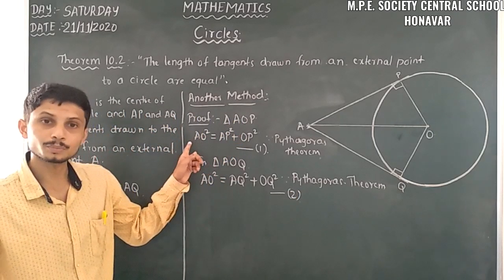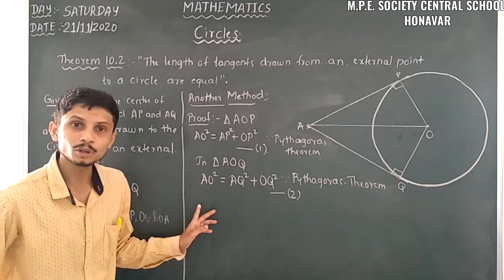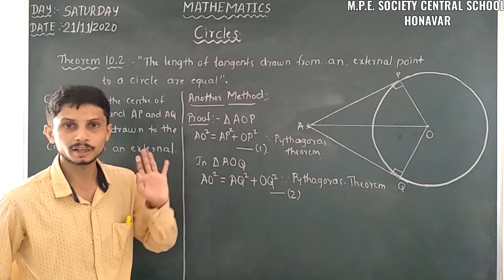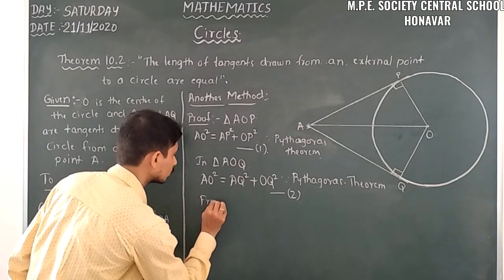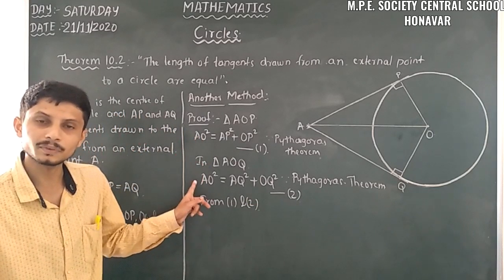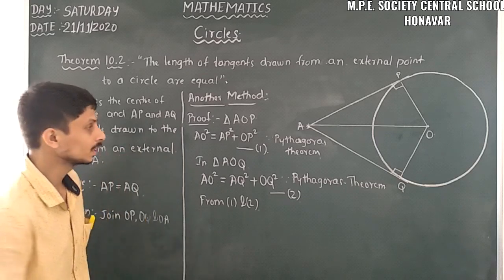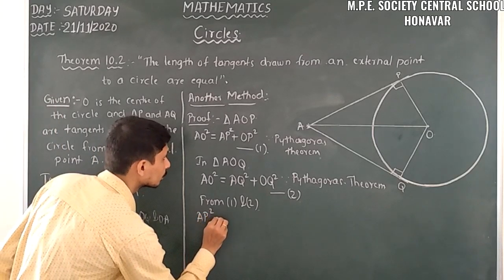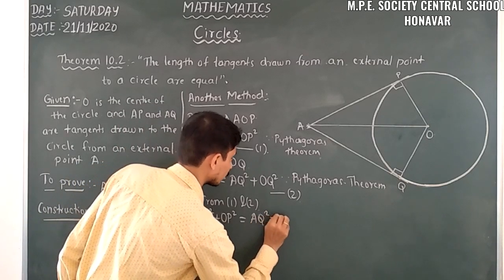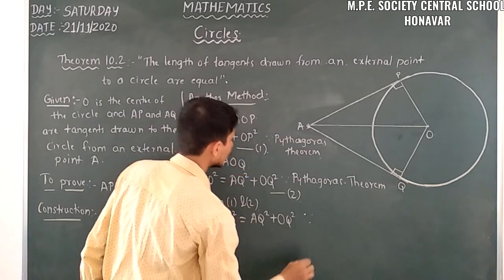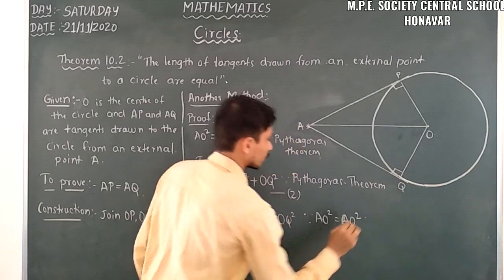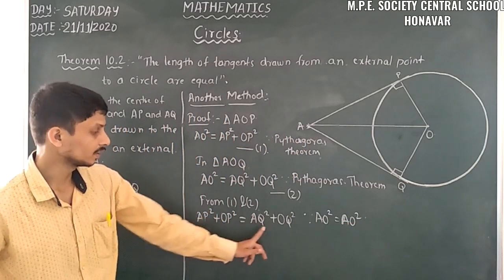From equation 1 and 2, just observe the LHS is the same for both equations. Things which are equal to the same thing are equal to one another. So from equation 1 and 2, we can equate AO square. In the LHS we have AO square, so the RHS must be equal. That is AP square plus OP square is equal to AQ square plus OQ square, because AO square is equal to AO square. Here we have this relation.